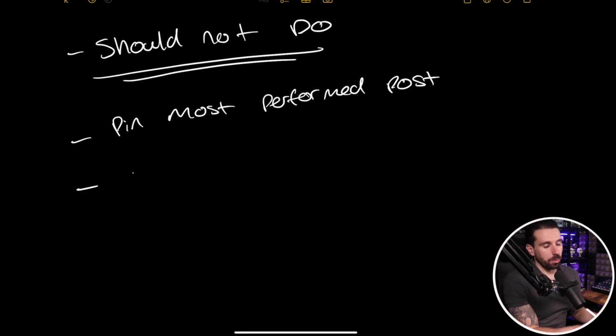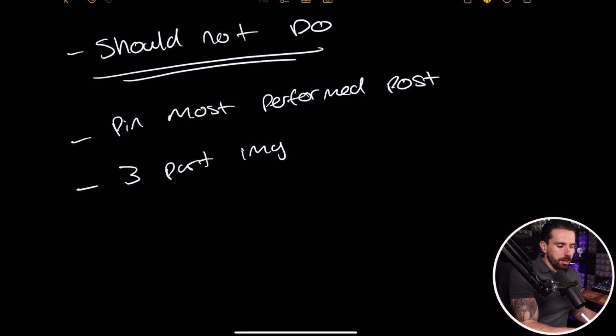The second thing you don't want to do is what I call 3-part images. This happens more on Instagram, where people do a single image broken into 3 sections, effectively a banner of your profile. So when it's put on your profile, it all looks like one image. It doesn't look good. It just looks weird.